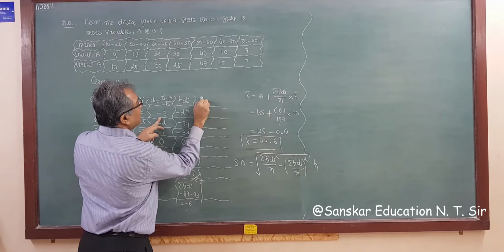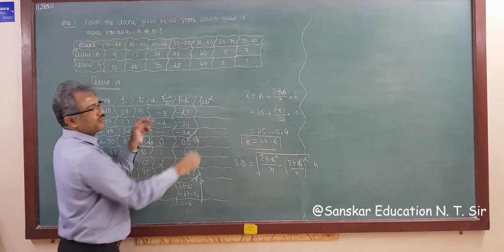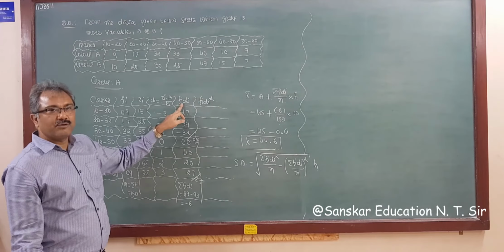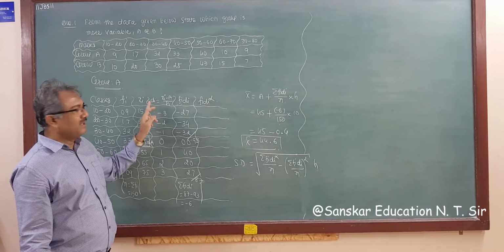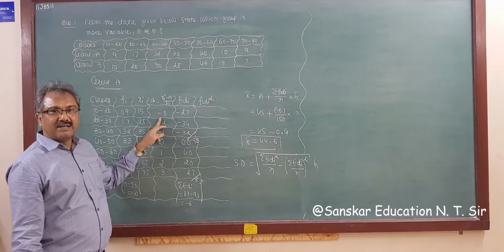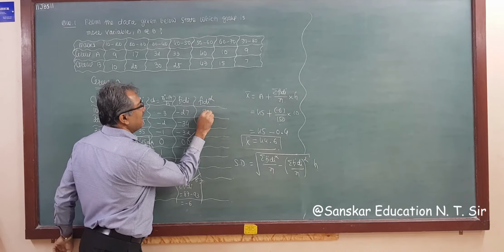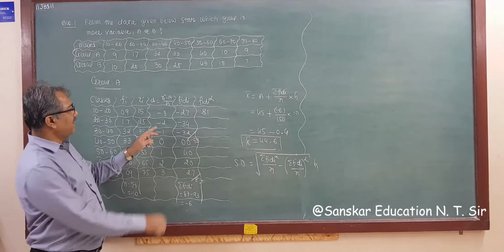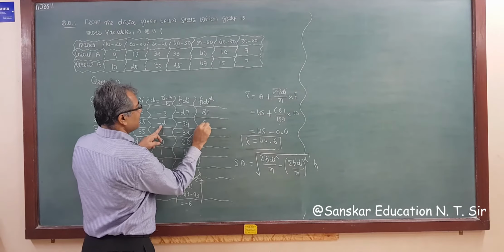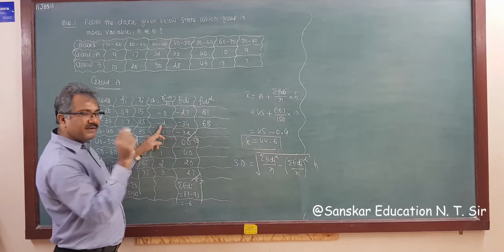So we get fi di square. To get fi di square, we have to multiply fi di with di. So 27 into 3, that is 81. Then 34 into 2, that is 68. Both are minus, so that's why this becomes plus.